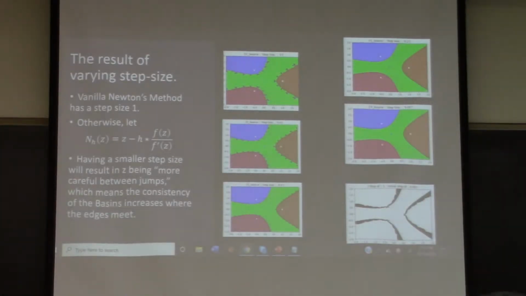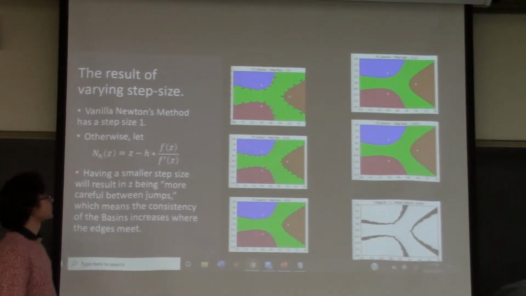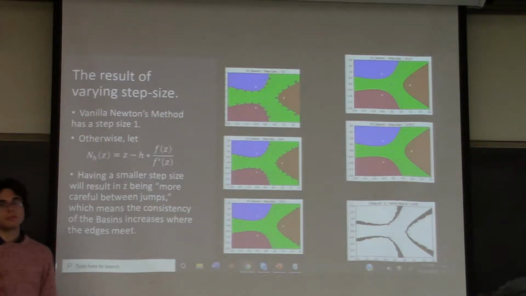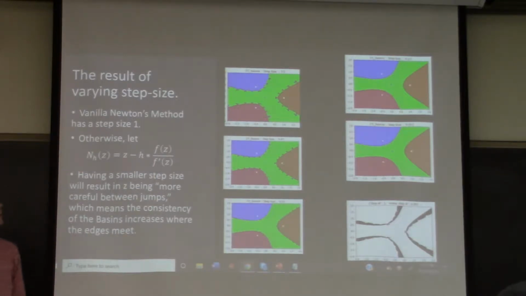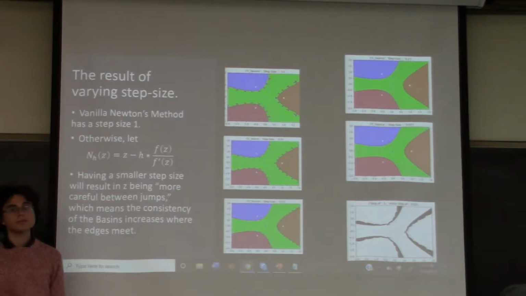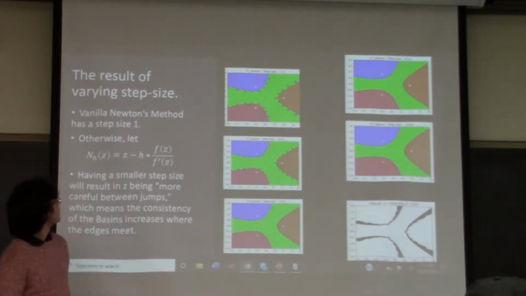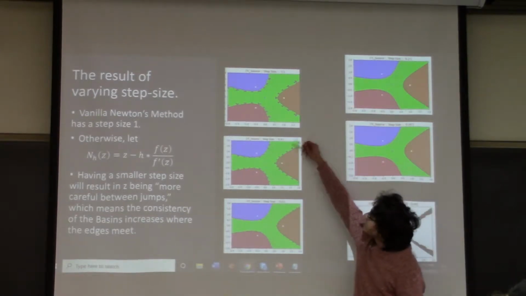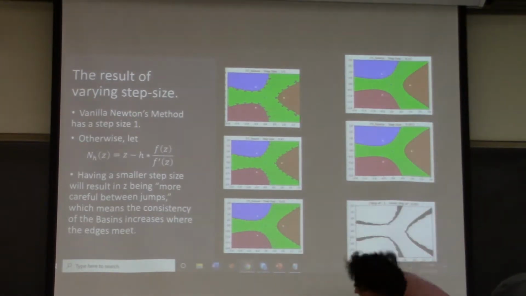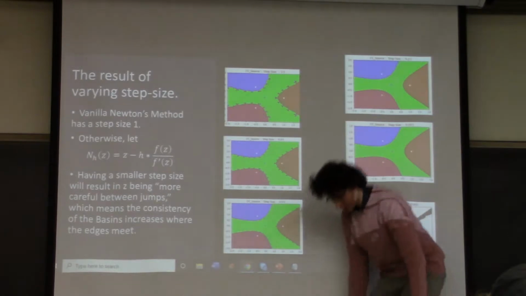Cool. So another thing to look at is varying the step size. So up to this point, I was using kind of like the vanilla Newton's method, which is characterized by having h equal to 1, so it's just z minus and then the rest of it. If you want to have it more accurate, in a sense, what you would do is make the step size smaller. So normally, you would have step size 1 here. And as you make the step size smaller, it actually, let me get on this, hope nobody minds me.